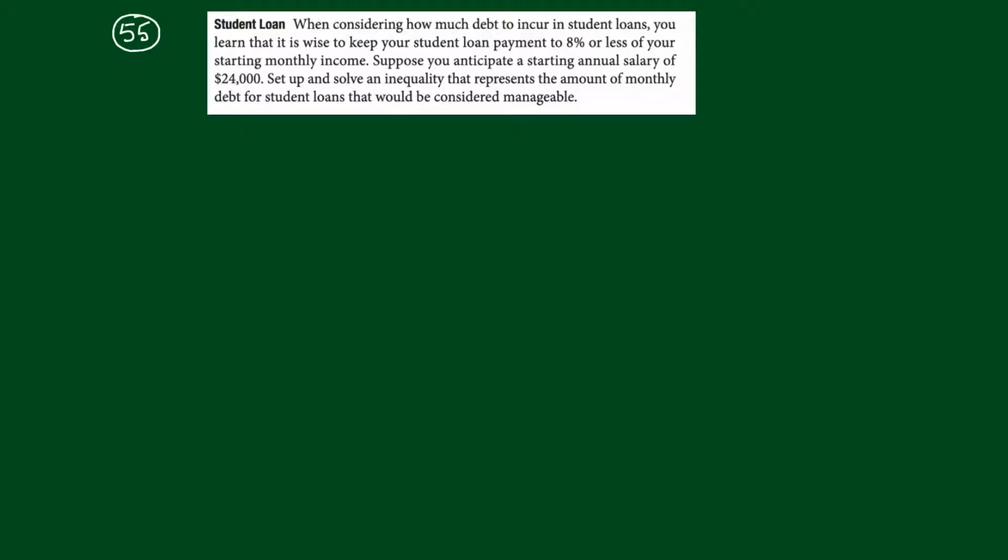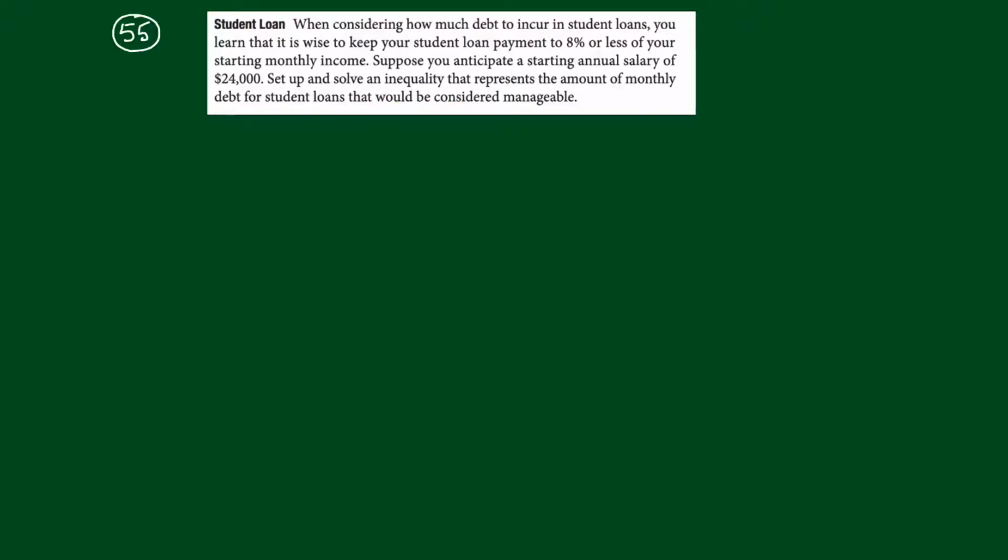Let's read this problem. When considering how much debt to incur in student loans, you learn that it's wise to keep your student loan payment to 8% or less of your starting monthly income. Now, suppose that you anticipate a starting annual salary. This is an annual salary of $24,000. So we want to set up and solve an inequality that represents the amount of monthly debt for student loans that would be considered manageable.